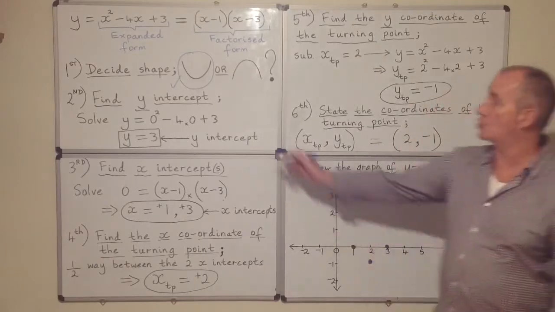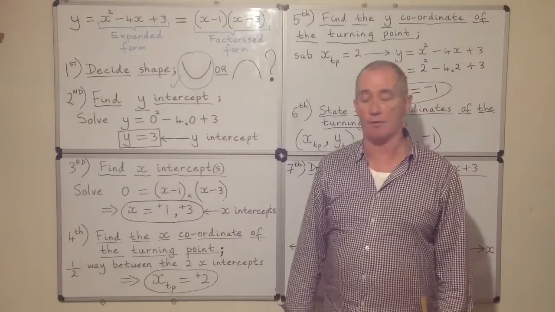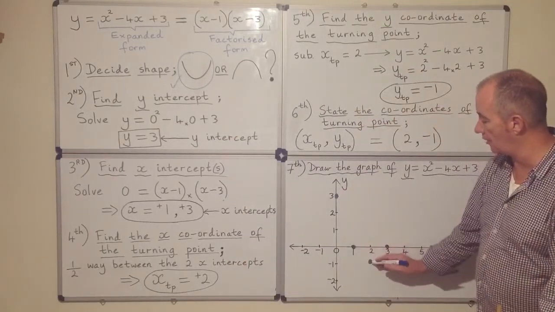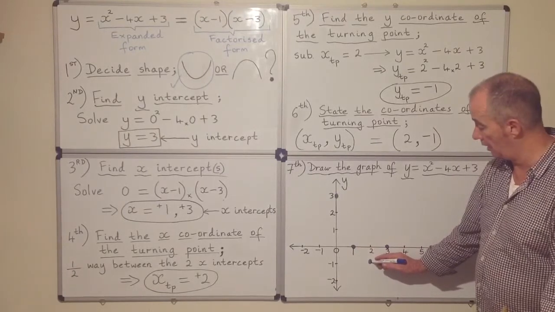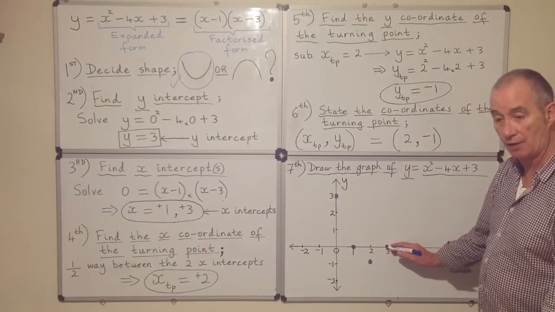Now, we know the shape of the graph is like that. It's a smiley face curve or an upright parabola. We know it's got to go through that point there, that point there. That's the turning point, so that'll be the very lowest point on the graph. And then it goes back up and goes through that x-intercept there of positive 3.